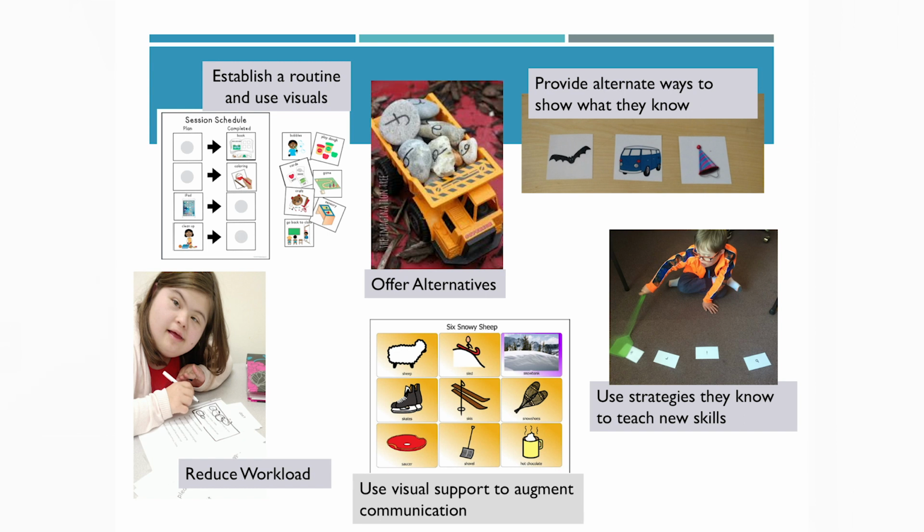In the middle there is an example of using visual support to augment communication. A lot of our learners have their own AAC device that you could use for this, but if they don't, if they just need a little bit of extra support, you can have things prepared. This is something we call a story vocabulary board, so it just has some of the key vocabulary from the book that we've read so that I can ask questions and they can make comments by using the pictures to help them out. And then that last picture is an example of using strategies they know to teach new skills.